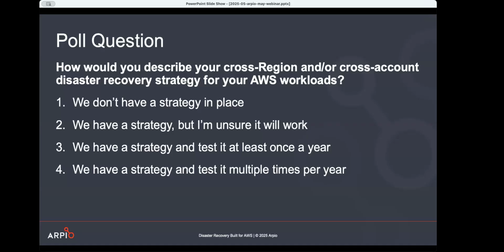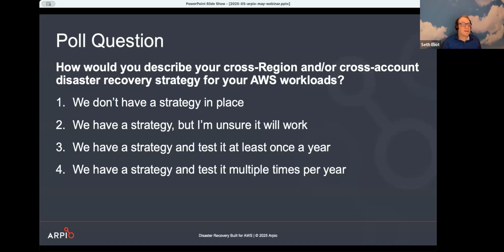I think everyone should be able to see it. All right, just in case, we don't have a strategy in place at 35%. We have a strategy, but we're unsure it'll work at 29%. Okay, so that's 64% of people without good DR. And we have a strategy in place and we test it once a year is 35%. We have a strategy in place and test it multiple times per year, 0%.